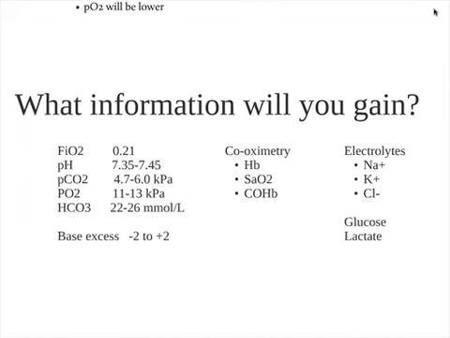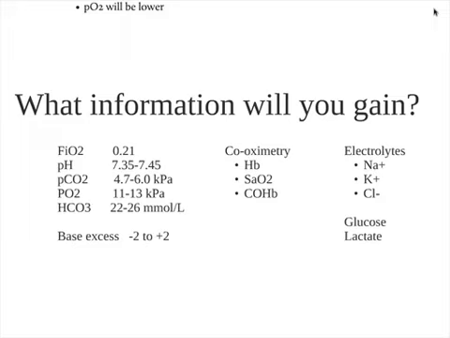So what information are you going to get with an arterial blood gas? You're going to get these things. The fraction of inspired oxygen you're not going to get. You need to put that down yourself, so you need to know what oxygen the patient's on, and always note down how they're on it as well. So are they using nasal specs, or are they on a rebreathe mask, or whatever?